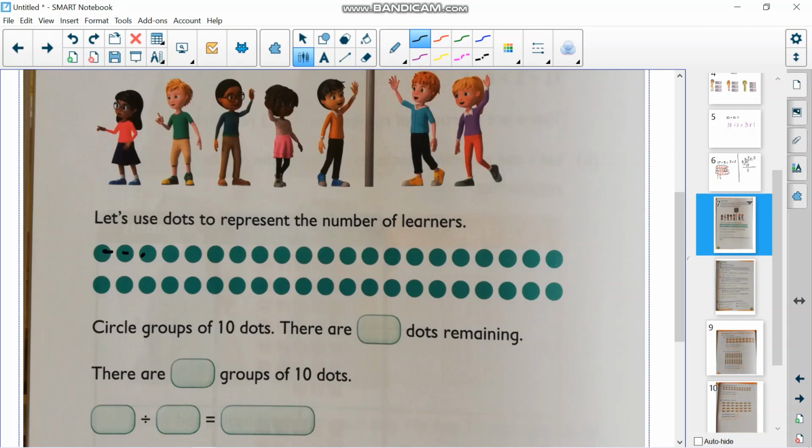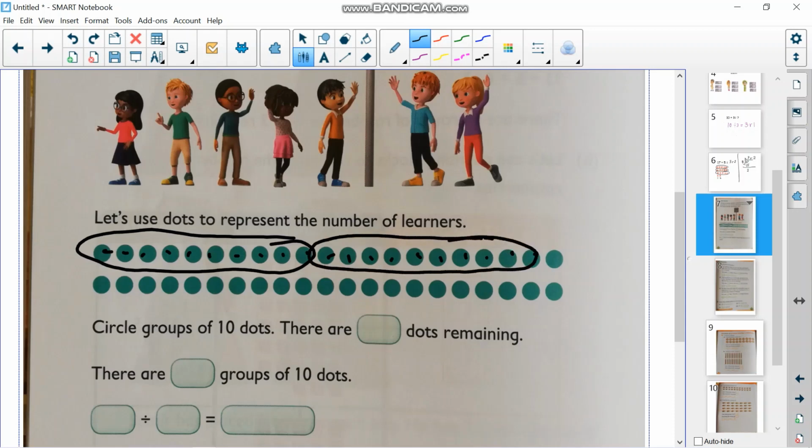1, 2, 3, 4, 5, 6, 7, 8, 9, 10. Let's count another 10. 1, 2, 3, 4, 5, 6, 7, 8, 9, 10. And another 10, and another 10.